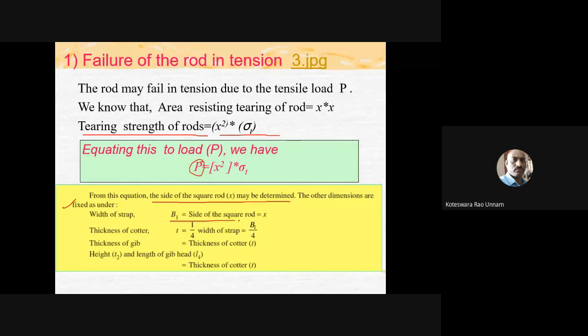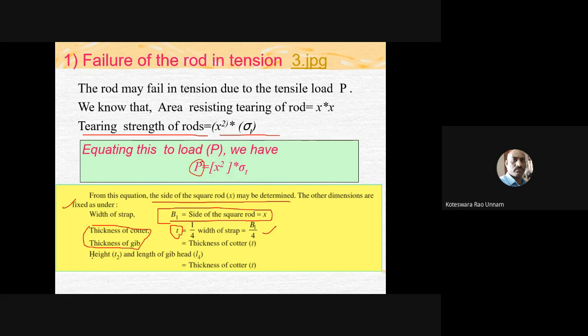So B1 is nothing but, like I already told, B1 is equal to X only. Then T is the thickness of the cotter. Earlier we were taking T as D2 by 4, but you don't have D2 here now. So we have B1 here now. So B1 by 4 you have to take. The thickness of the cotter is B1 by 4. Then the thickness of the jib is taken as the thickness of the cotter. Both will be the same. That is only T, which is equal to B1 by 4.